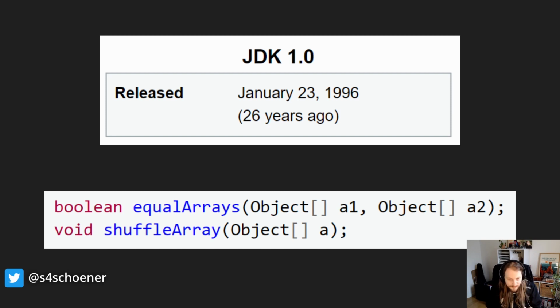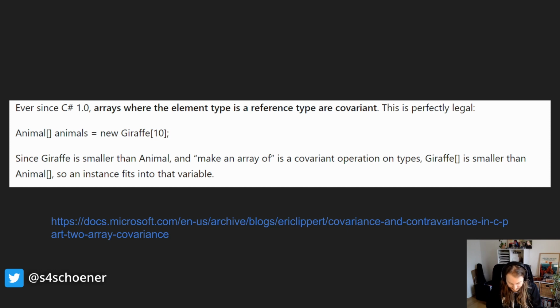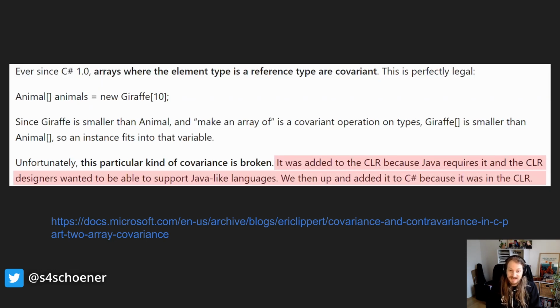Instead, reality is far dumber. Reality is this. This is something that Eric Lippert, one of the godfathers of C#, wrote, where they talk about why they have covariant arrays in C#. Say, well, obviously this is wrong, but it was added to the CLR because Java requires it. No, Java doesn't run on the CLR, but the CLR designers wanted to be able to support Java-like languages. Then we added it to C# because it was in the CLR. I can see how at the time it might have been the right choice, but in retrospect, this doesn't strike me like a very strong argument.